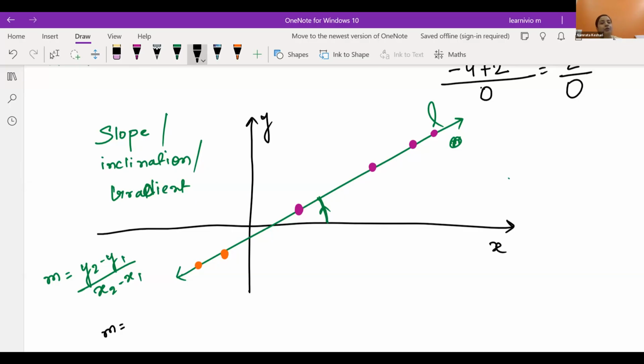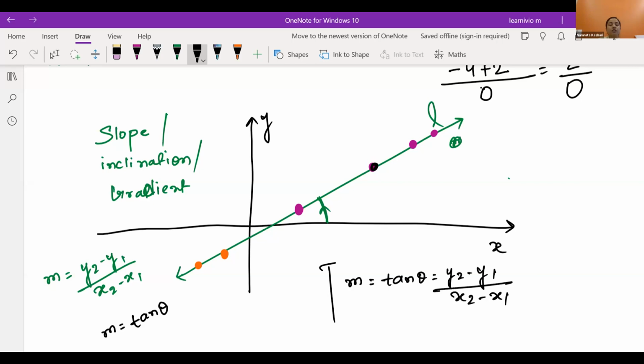Okay, now we also have one formula, since here we are talking about how much this line is inclined toward the positive direction of x-axis. So another formula for finding the slope is m is equals to tan theta. Last day we have taken 2 points also, and we realized that m is equals to tan theta, and that tan theta is the same as y2 minus y1 by x2 minus x1. Last day we have done the proof also of this formula.